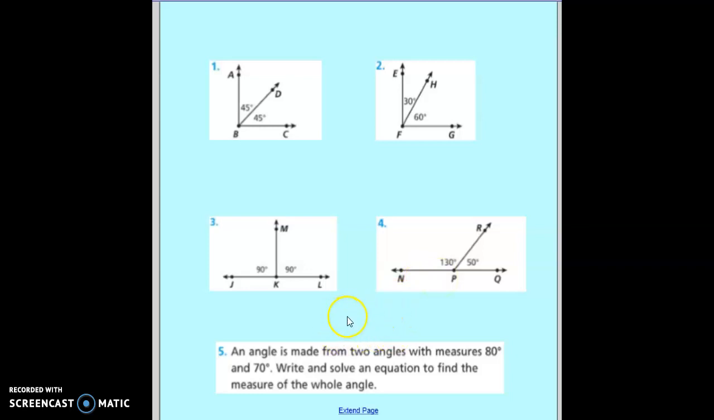All right, so question number 5. An angle is made from two angles with measures of 80 degrees and 70 degrees. They would want you to write and solve an equation to find the measure of the whole angle. So what would be an 80-degree angle plus a 70-degree angle put together? 80 plus 70 would be 150 degrees. That would be the measure of the whole angle.